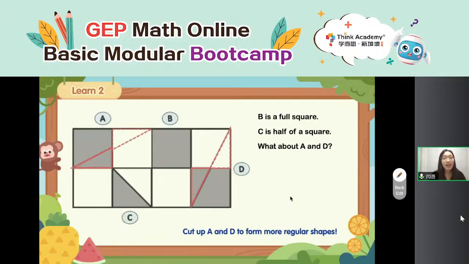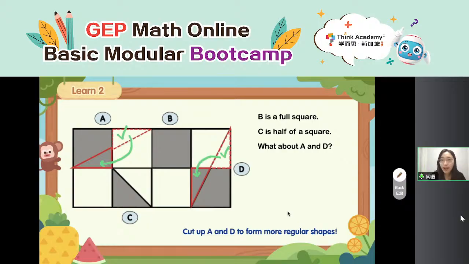Okay, so now as you can see here, maybe I try to cut the small triangles and then I turn that into the unshaded part. Then you will see that for part A, I turn the big triangles into a square, right? And actually I can do the same thing to part D. I turn the small triangles around. Then I can get a full square. So following this, let's move on.